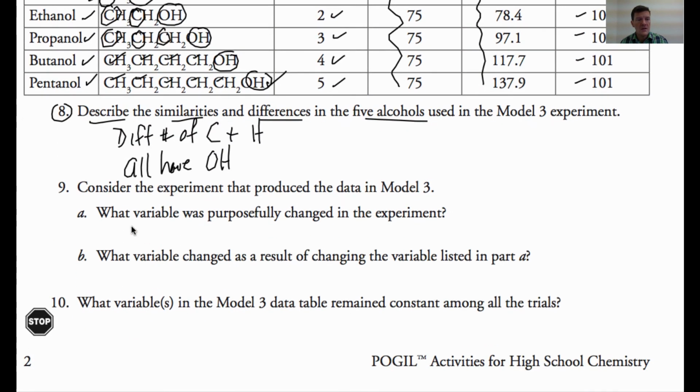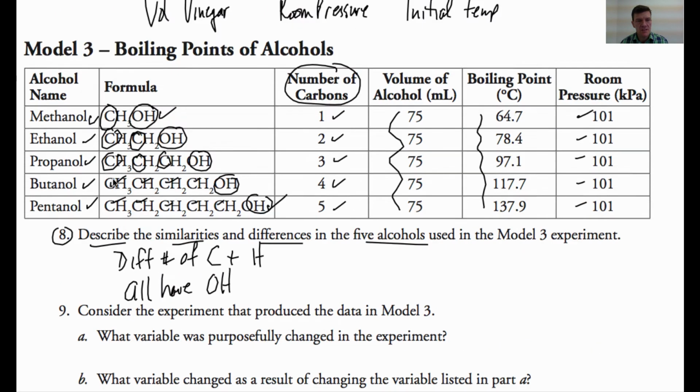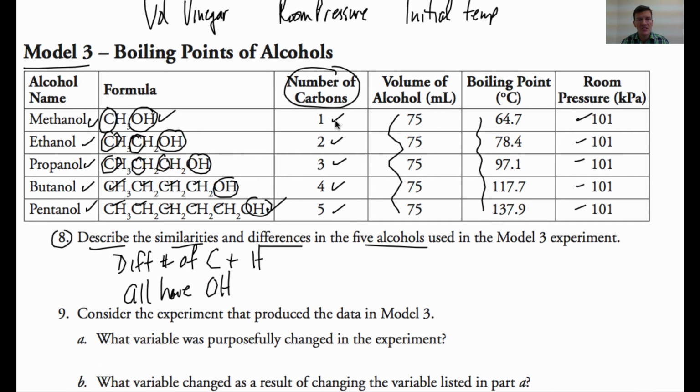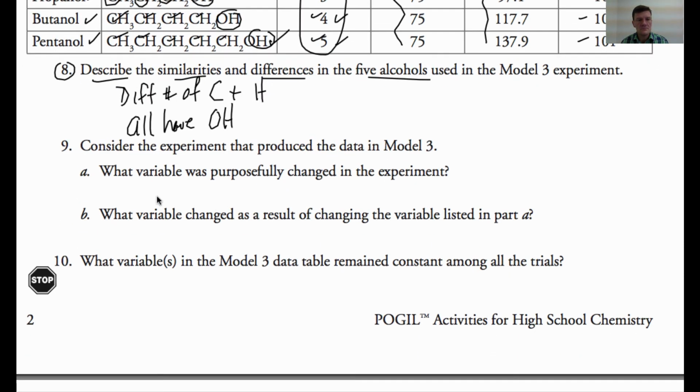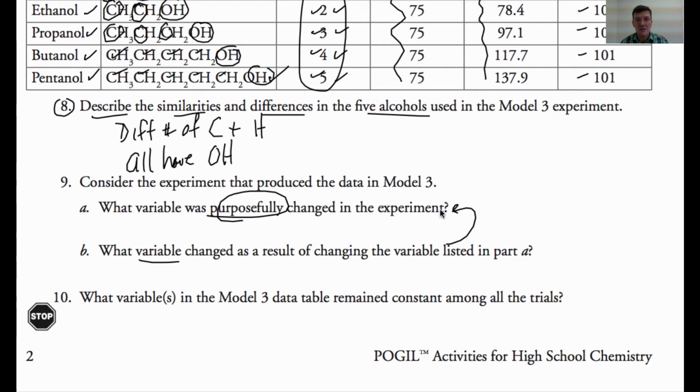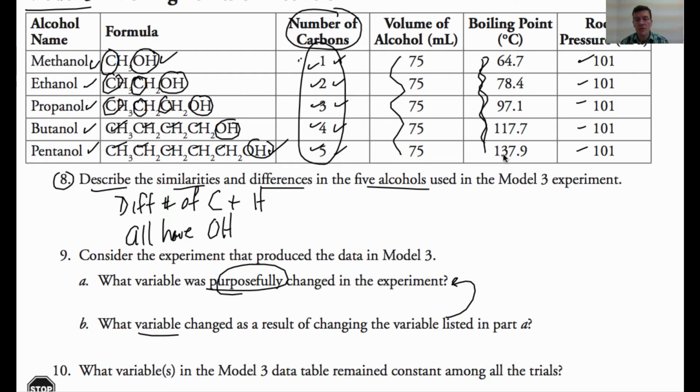Okay? Number 9, consider the experiment to produce the data in Model 3. Again, Model 3 here. What variable is purposely changed in the experiment? We're choosing different alcohols that have increasing number of carbons. Yes, they also have increasing number of hydrogens, but we're going to focus on an increasing number of carbons here. Purposely changed. The variable that changed as a result of us choosing a compound that has increasing number of carbons is the boiling point. The boiling point changed as well, and you'll notice that it increased here, went from 64.7 up to 137.9 as you went from 1 carbon to 5 in your molecule.